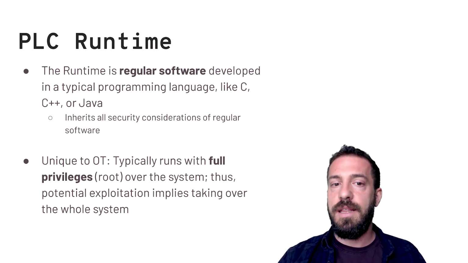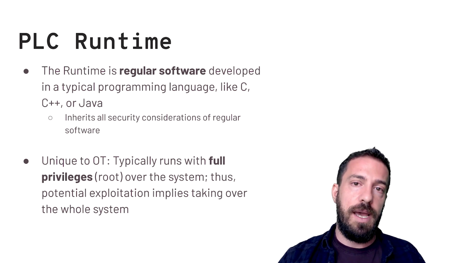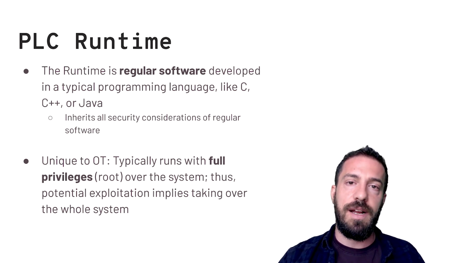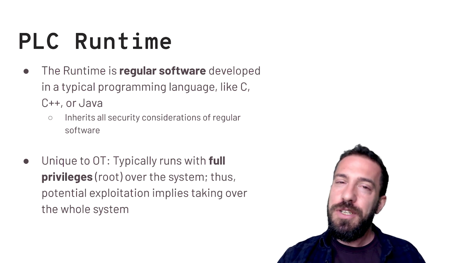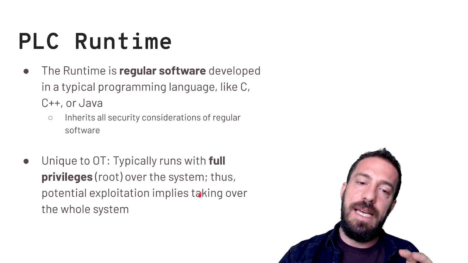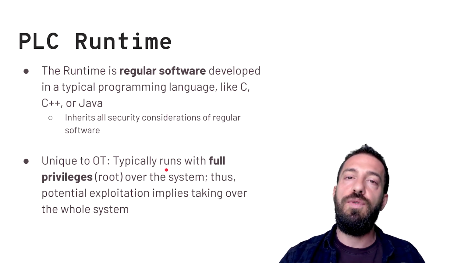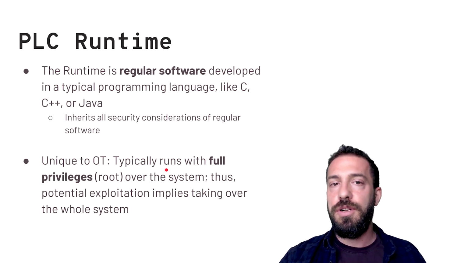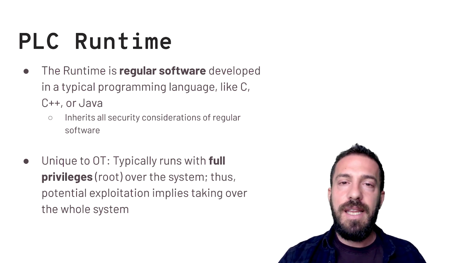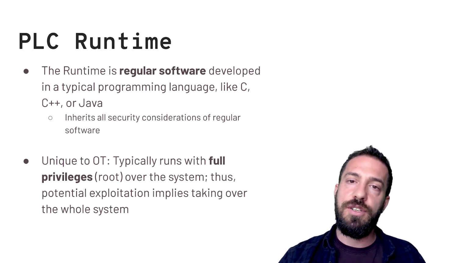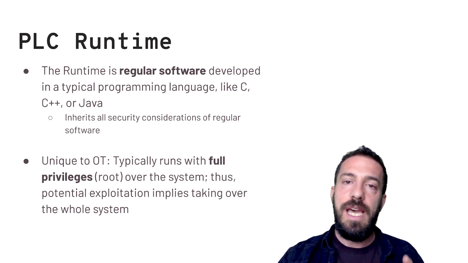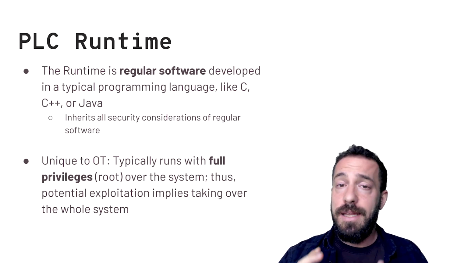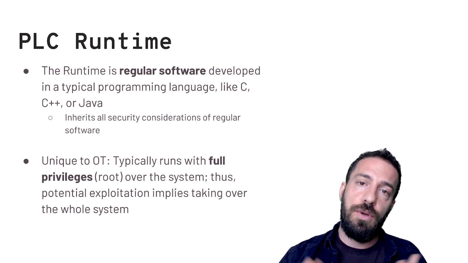And again, the runtime can be exploited in a very similar way to all regular software and all regular vulnerabilities we have seen in the wild. But what's unique about the runtime is the fact that it typically runs with full privileges. Because the runtime is also direct, even though there's an operating system, the runtime has its own proprietary stack that has low-level connection to the hardware. It taps into the hardware and also to the network itself. So to be able to do all these things, it typically runs with full privileges as root or super user.